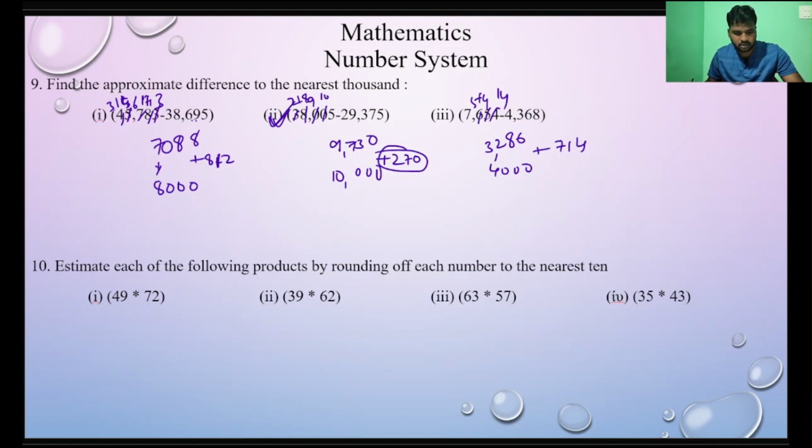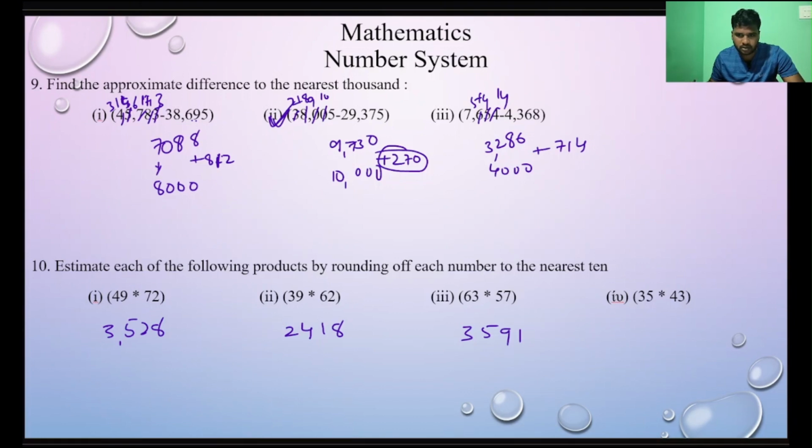What is the answer for 49 multiplied by 72? It means 3528. Okay, now completing this question, what is the multiplication of 39 multiplied by 62? You will get the answer 2418. Now moving on to the next question. 63 multiplied by 57, what is the answer here? It means 3591 here. Next, moving on to the next question.